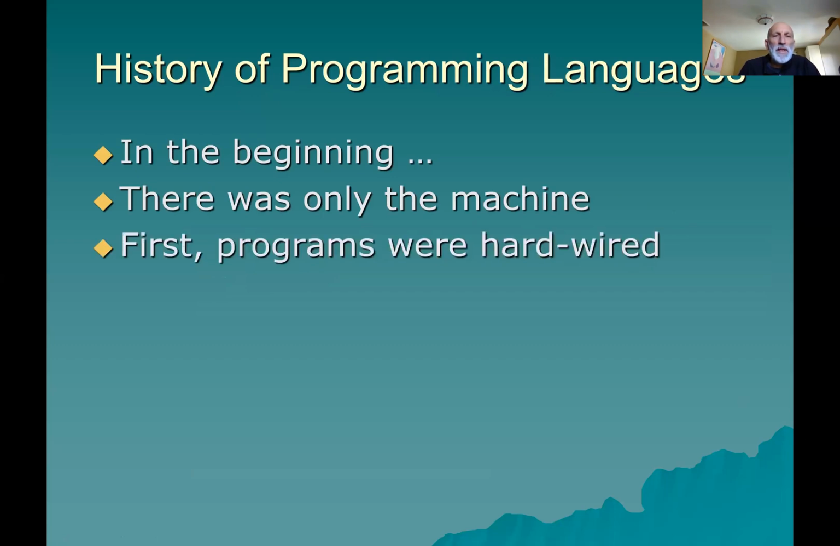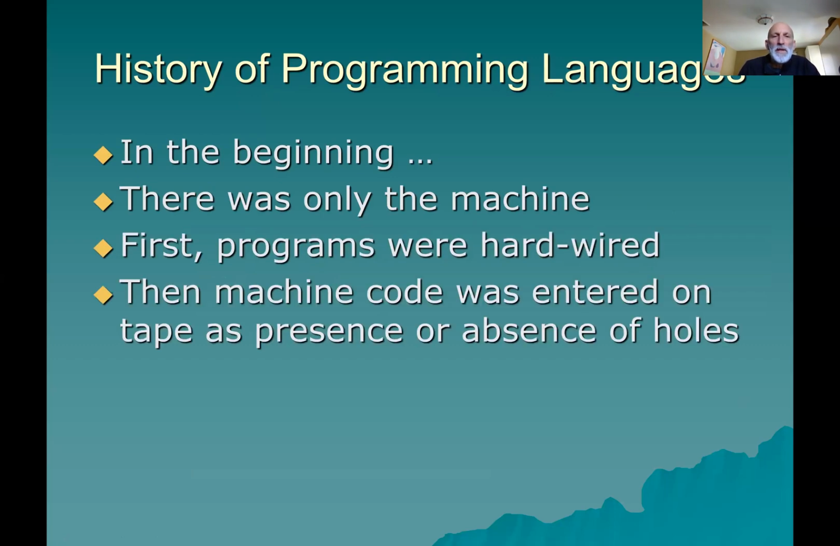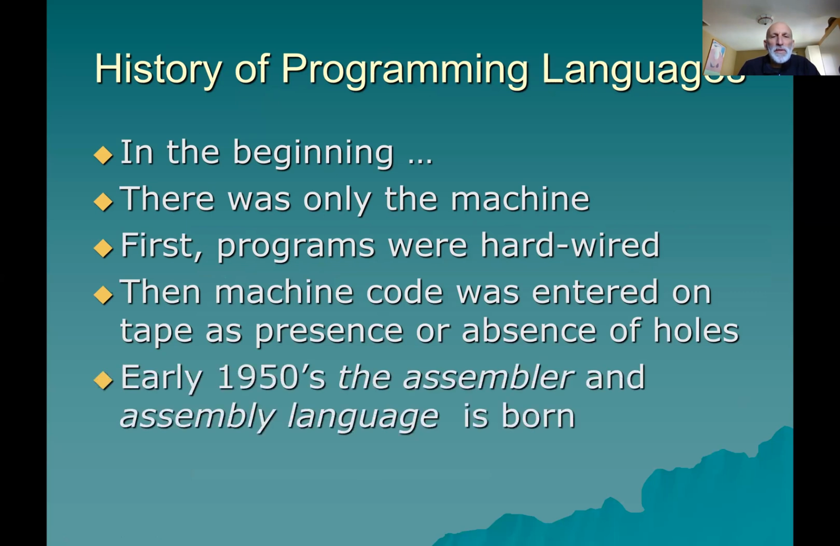There were no programming languages. People plugged cables, wires, into holes, and each hole represented a one if it had a wire in it. If there was no wire in it, it had a zero.